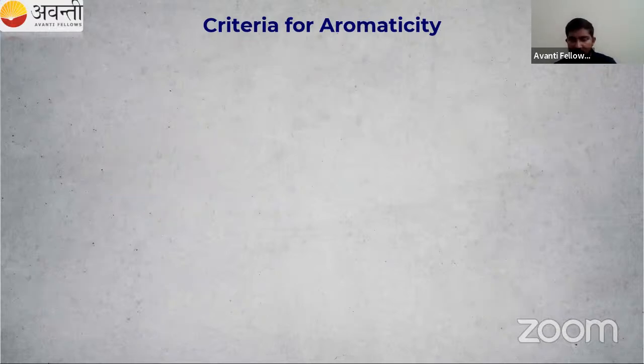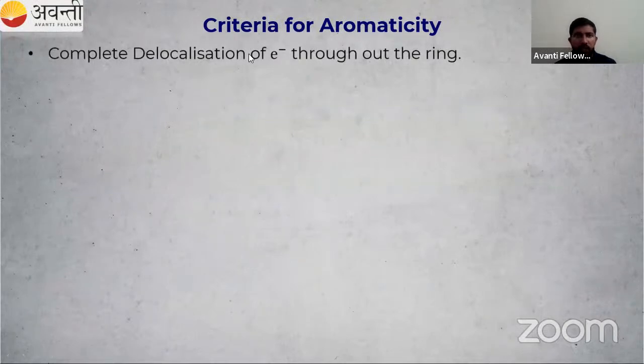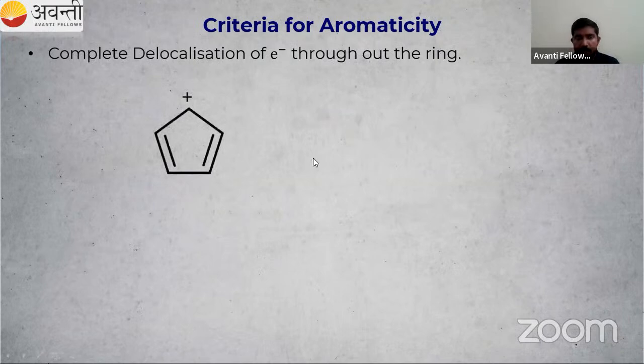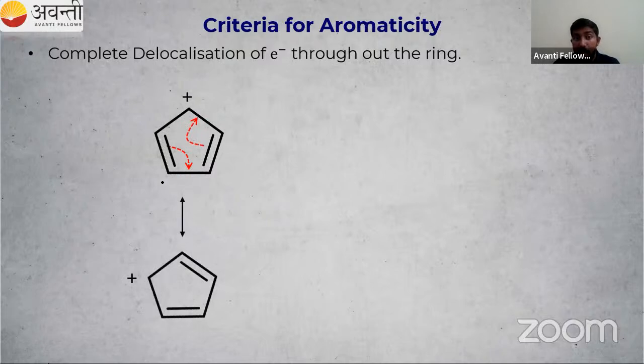So we have checked the condition. Next, we have to check some more conditions. There should be complete delocalization of electrons throughout the ring. Let us check the example. Here we have the example, with pi, sigma and positive charge delocalization present. Then there is complete delocalization. Why? All the atoms are involved in delocalization.